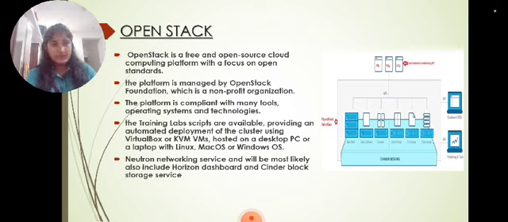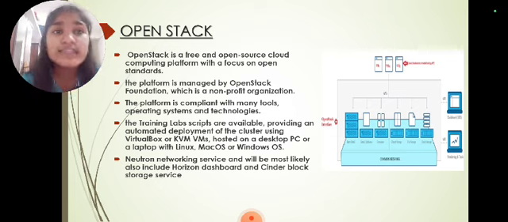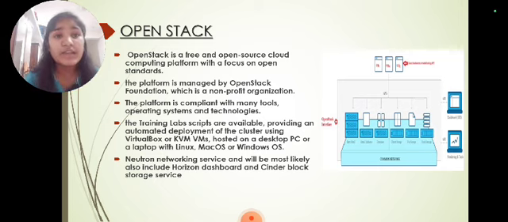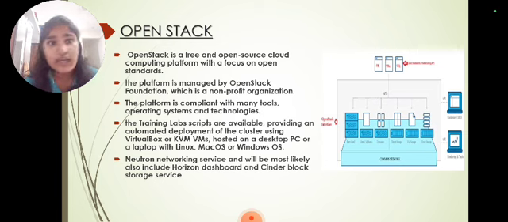Let us discuss OpenStack. OpenStack is a free and open source cloud computing platform which is formed on open standards. The second point, the platform is managed by the OpenStack Foundation, which is a non-profit organization. The platform is compliant with many tools, operating systems, and technologies. The training lab scripts are available, providing an automated deployment on the cluster using VirtualBox or KVM VMs hosted on desktop PCs or laptops with Mac OS or Windows OS.